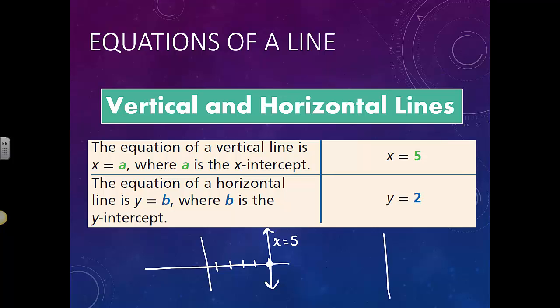Similarly, for a horizontal line, it's always y equals some number b, where b is the y-intercept. So if we were going to graph y equals 2, 1, 2, my y-intercept is 2, and here is the line y equals 2. So there's no slope-intercept form or point-slope form when you have horizontal or vertical lines.